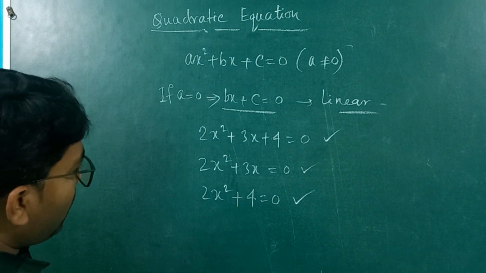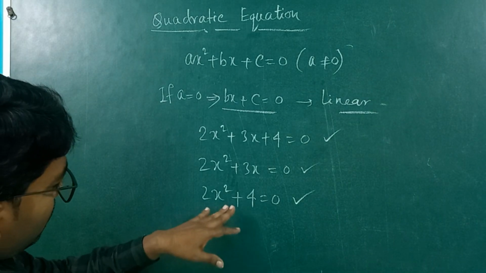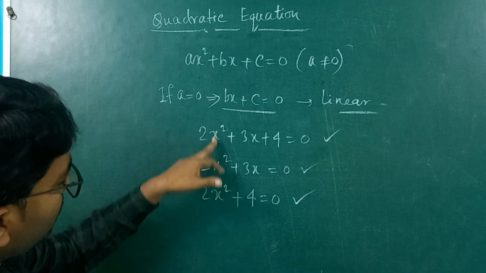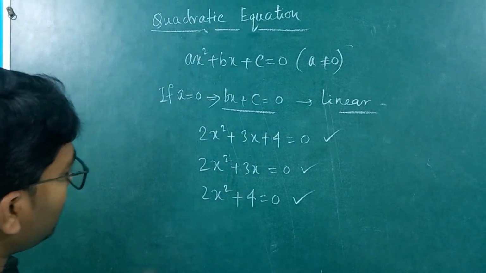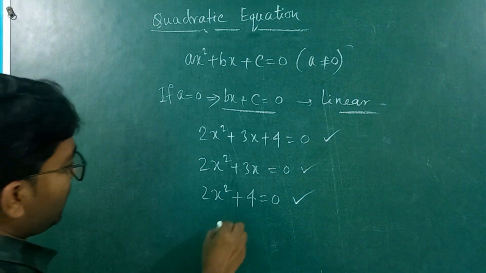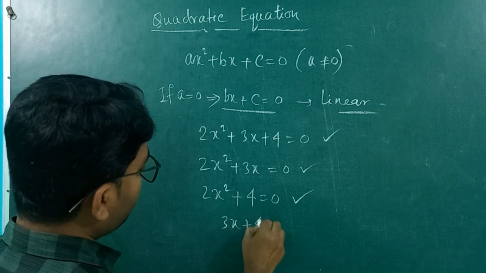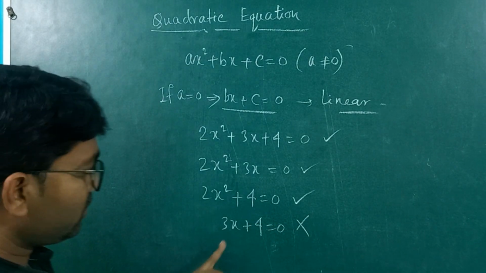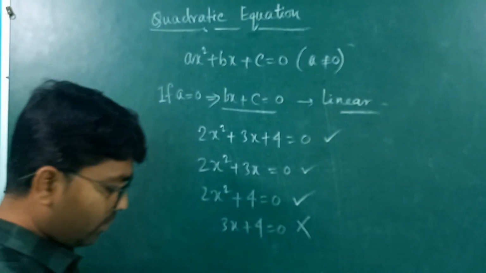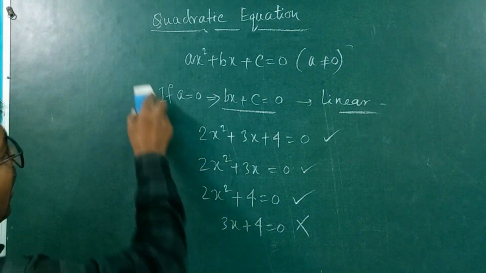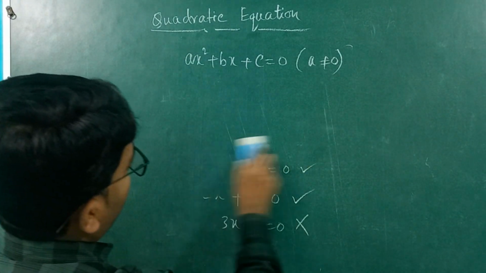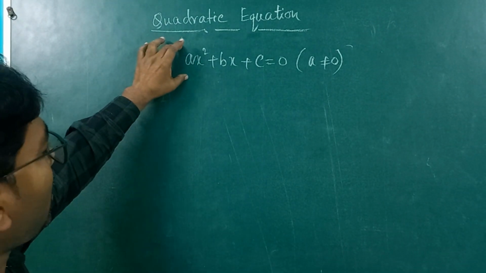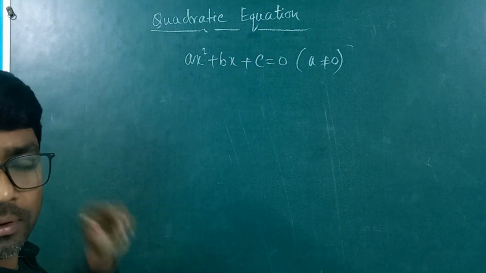Because our intention is, what is the maximum power of x? The maximum power of x is 2 in every equation. But if you vanish this term, it becomes 3x plus 4 equal to 0, which is not quadratic. This one is a linear equation. Now our main focus in this chapter is how we can solve this quadratic equation.